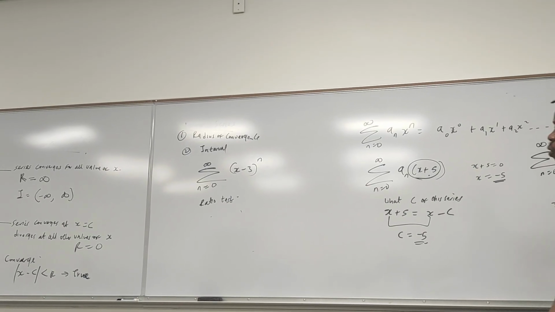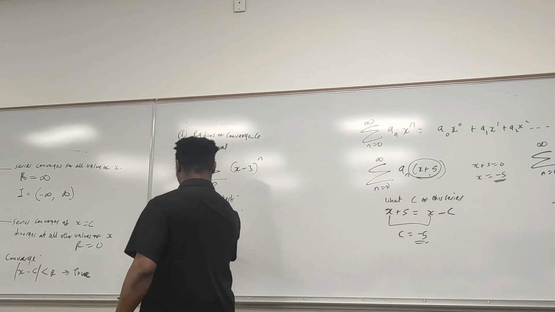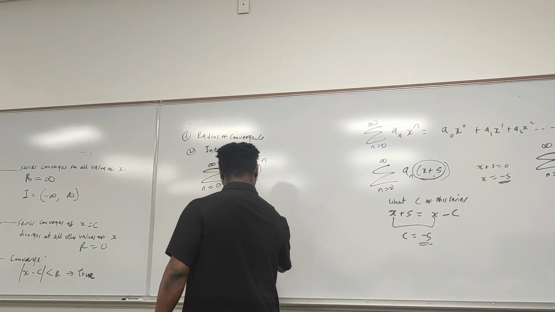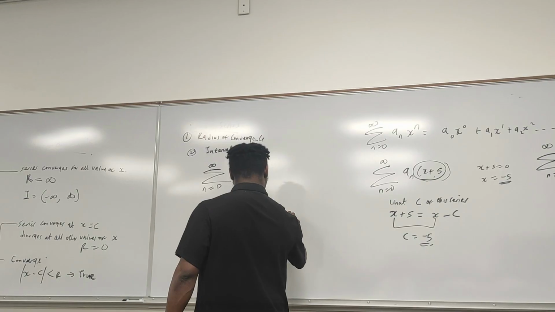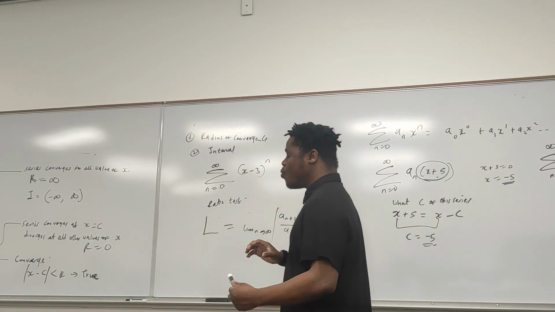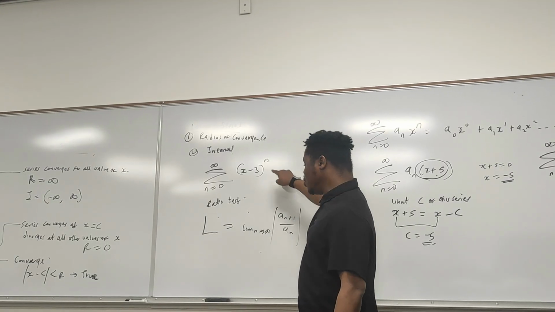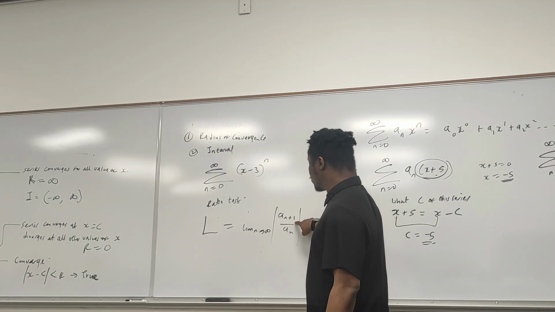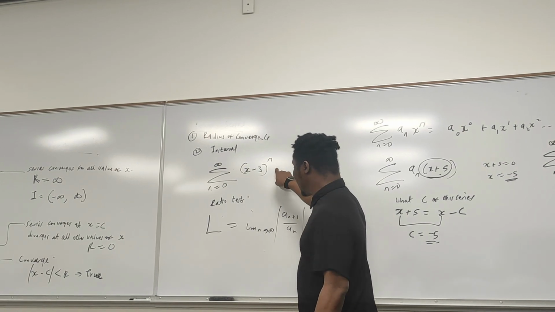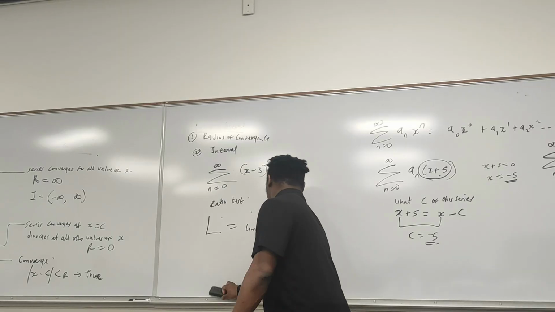Okay, so what that means is our ratio test L is given as the limit as n goes to infinity of a raised to power n plus 1 over a raised to power n. What this means is that wherever you see n, you put n plus 1 there first. Then wherever you see n again, you put n there and then you divide it. Let me show you. This is what I'm talking about.